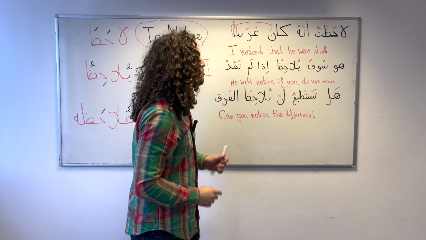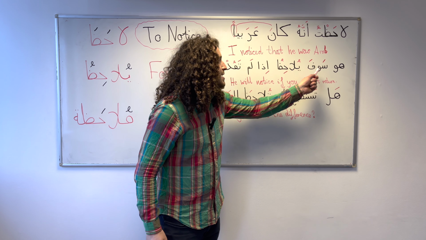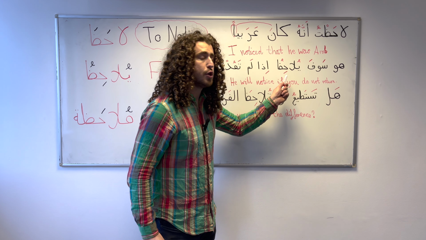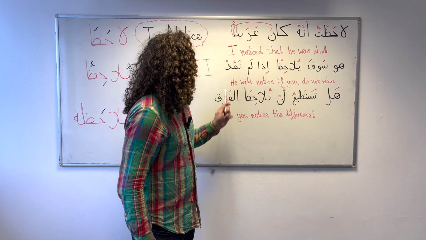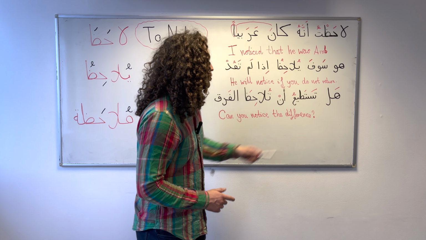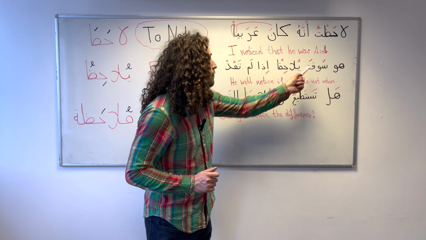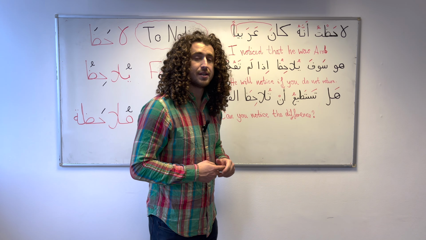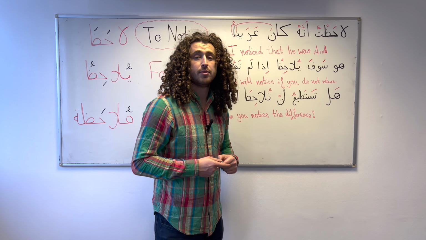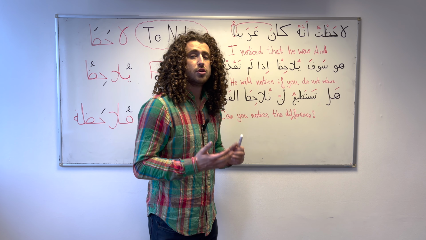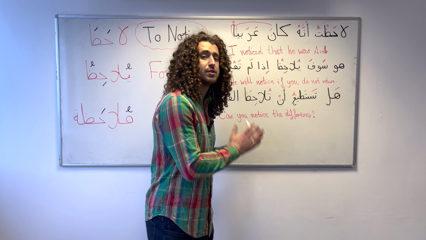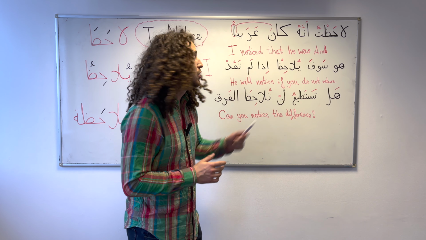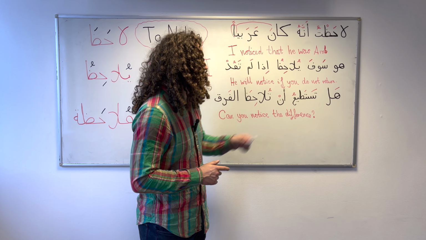Okay? Moving on. هو سوف يلاحظ إذا لم تعود. He will notice if you do not return. So huwa, he. Sawfa, we use this to form the future tense in Arabic. So you put sawfa before a verb in the present tense, and that makes the future. You can also alternatively just say sa instead. So sawfa or sa, and then that forms the future. Yulahidhu, so he will notice.